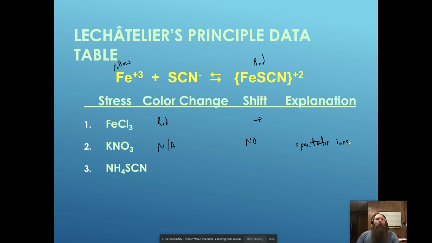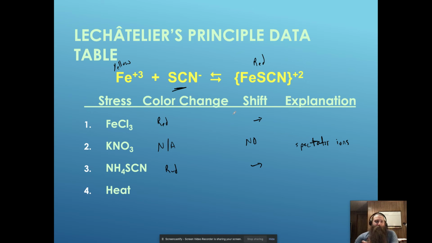Let's say we added more ammonium thiocyanate. Well, that's a thiocyanate on the reactant side. So again, we would expect to get a red color change because we're going to shift to the right. Since I'm putting in more of my reactant, I expect to make more product.